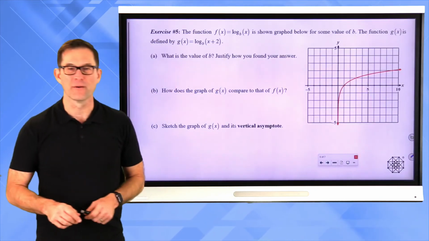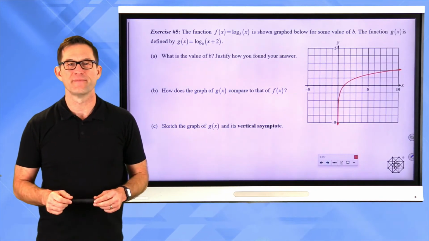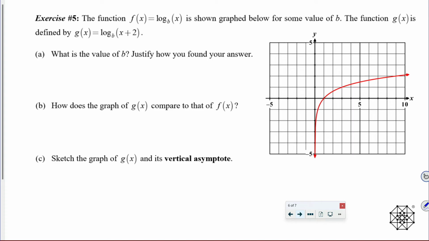One more problem here. Exercise number 5. The function f of x equals log base b of x is shown graphed below for some value of b. The function g of x is defined by g of x equals log base b of x plus 2. Letter A, what is the value of b? Justify how you found your answer.